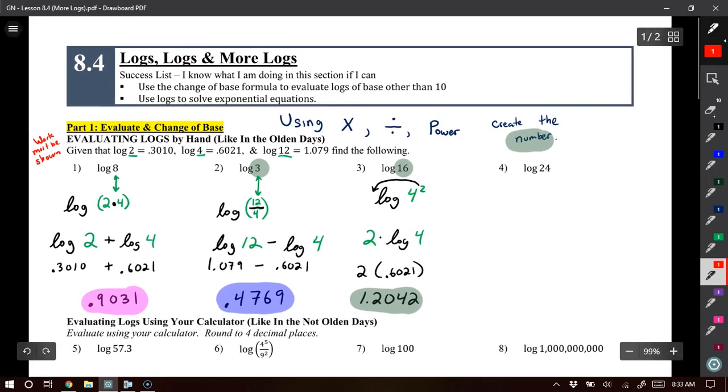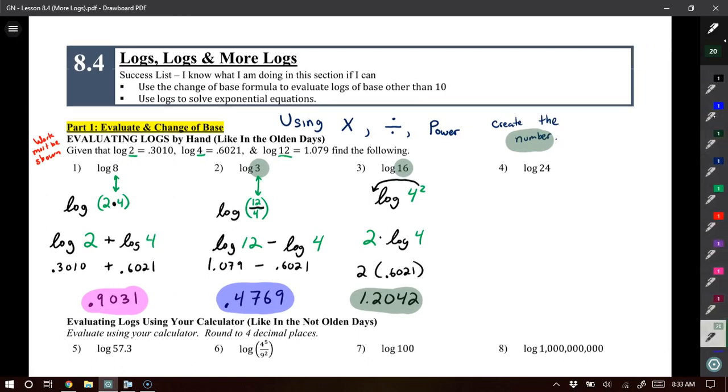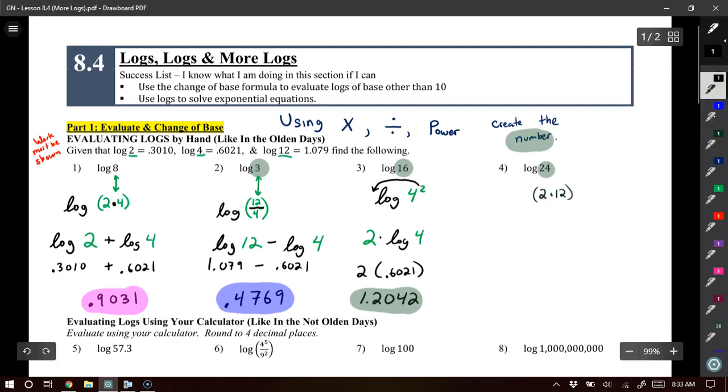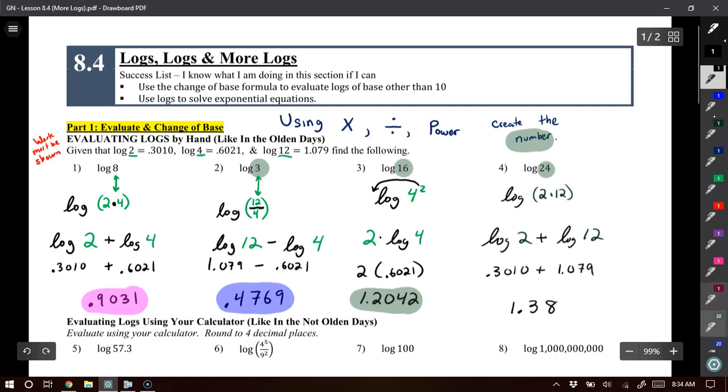Last one is log of 24. Multiplication, division, or powers. Well, I look at log of 24, and I think of 24 as being 2 times 12. Same exact value. So I have log of 2 plus, as I'm multiplying, plus log of 12. The log of 2 is 0.3010. Log of 12 is 1.079. If I add those together, I get 1.38. And there is your four answers.